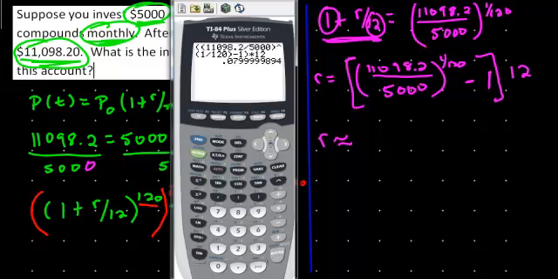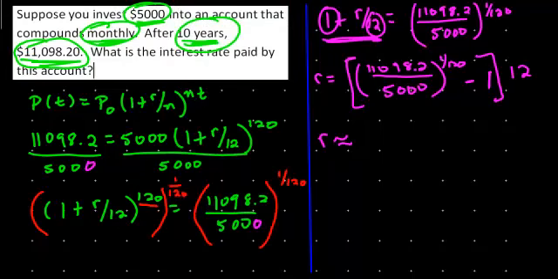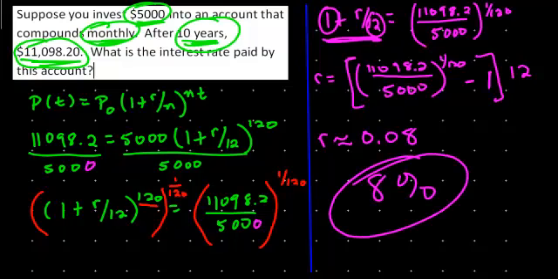And we see there that's about 8%, so 0.08. R is 0.08, which is about, it was 0.0799, which is about 8%. So if you invest $5,000 compounded monthly for 10 years, and you wind up with $11,098.20, that means you earned about 8% compounded monthly per year.